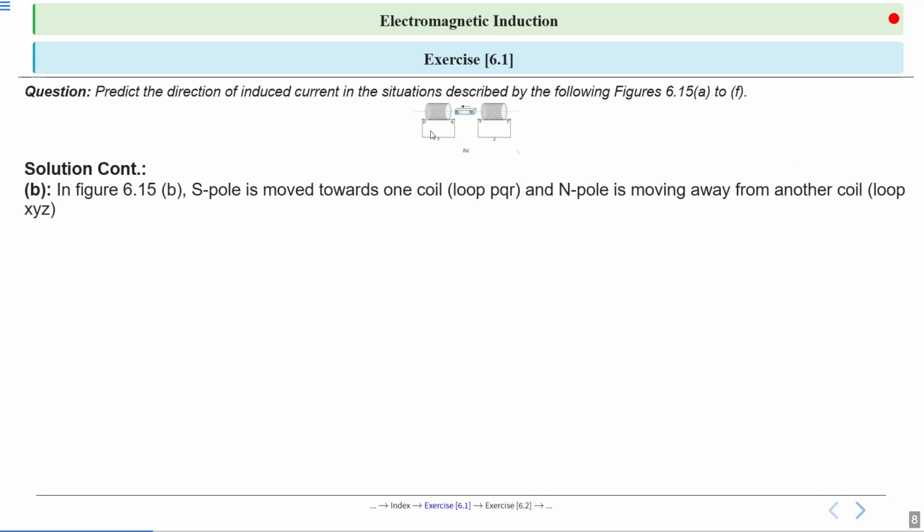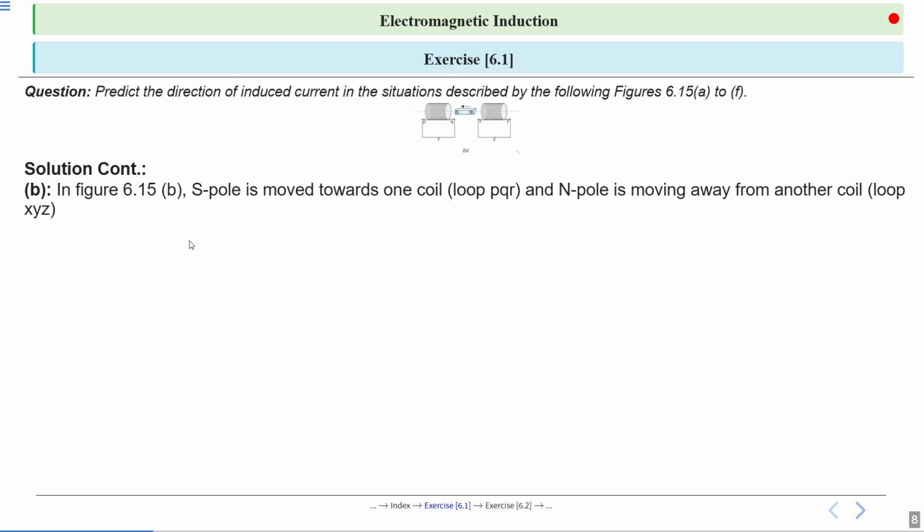Now in the second figure B, two coils are there, another coil has been inserted. So the south pole is moving towards one coil, and the north pole is moving away from the other coil. In both cases, the south pole is moving towards this first coil PQR. So south pole will be generated on the side of the magnet, and the north pole is moving away from this XYZ coil. So north pole moving away and south pole moving towards have a similar effect. So south pole will be generated on the side of the magnet in the second coil also.